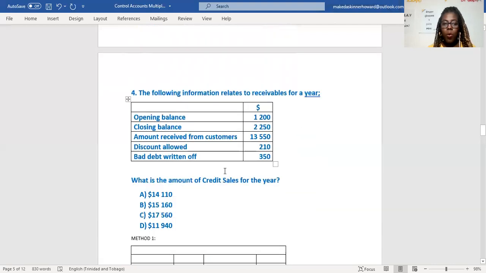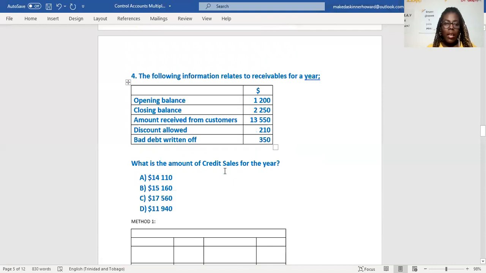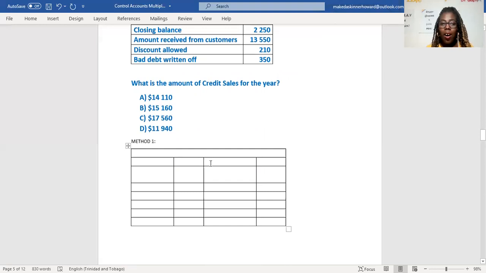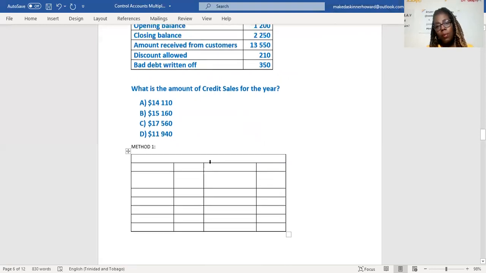All right, so number 4. Similar to what we did in number 1 and number 2, the following information relates to receivables for a year. So this has to do with our customers the whole year. Our opening balance was 1,200, closing balance is 2,250. Amount received from customers, or money that we received from the customers was 13,500. Discount allowed, bad debt 350. What is the amount of credit sales for the year? So we have to populate our T account or use the mathematical equation.